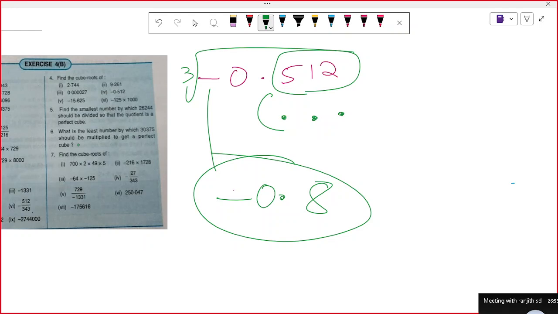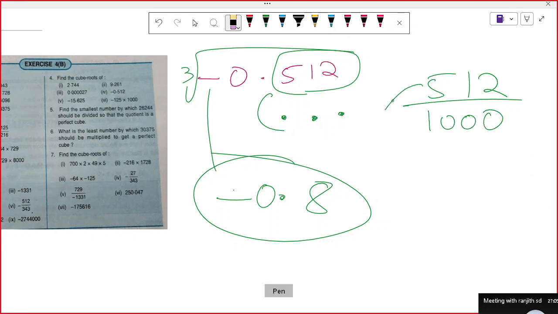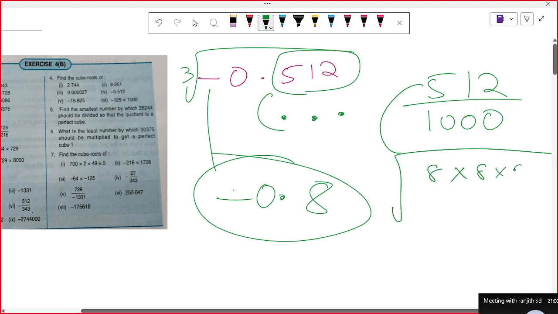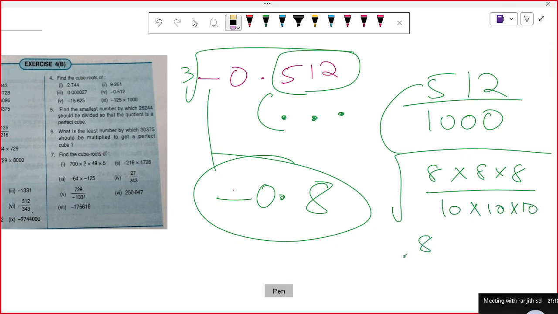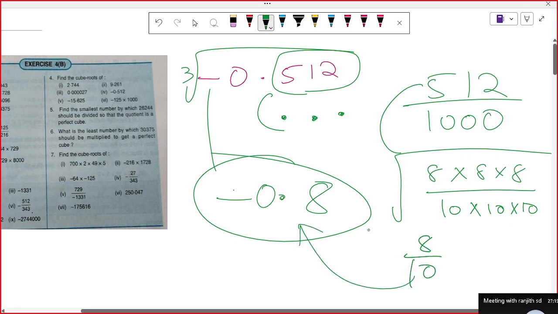If you know the logic, fine; if not, this would take at least 2 minutes to solve. How do you solve this? Remove the 0 and 512, divide by what? 1000. And for 512, how many times do you get 8? 3 times. And for 1000, how many times do you get 10? 3 times. Then group this, what do you get? 8 by 10. What is 8 by 10? 0.8. Final answer is minus 0.8.